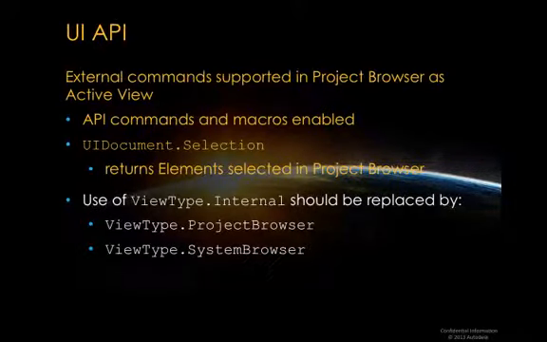One area that was completely inaccessible to Revit add-ins in previous versions was the project browser. That has now changed. The project browser is supported as an active view. API commands and macros will now be enabled in the project browser, and you can also access the currently selected elements. Previously, the project browser was represented in the API as a view type.internal. That is now replaced by the project browser enumeration value.